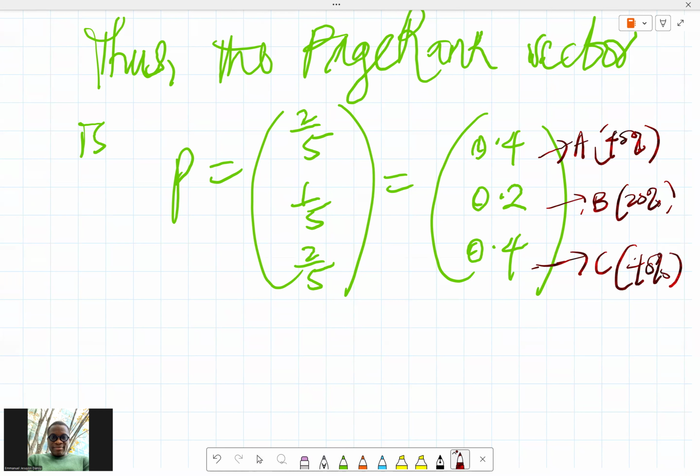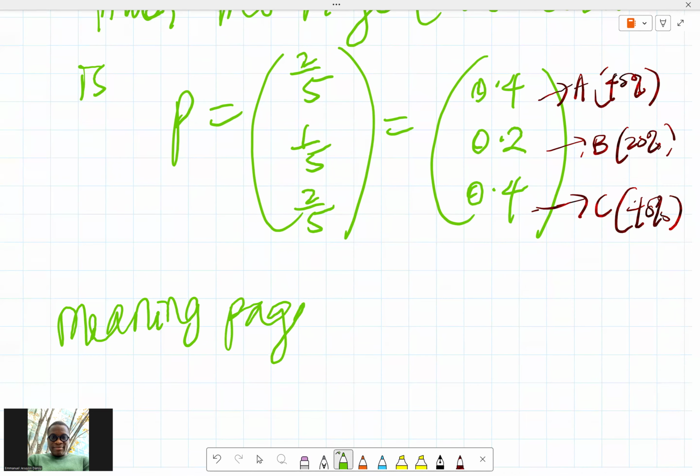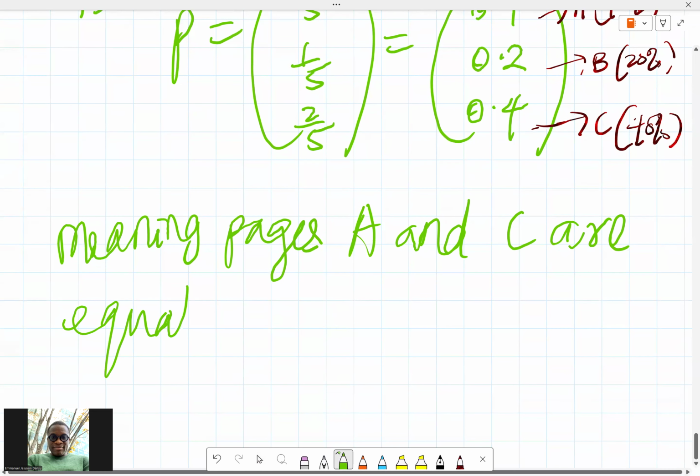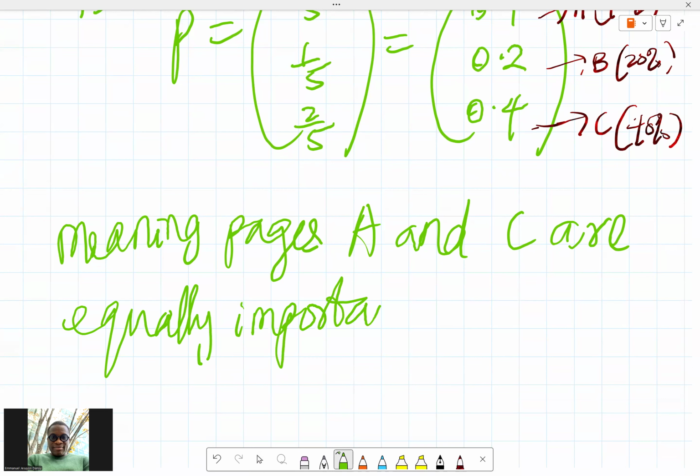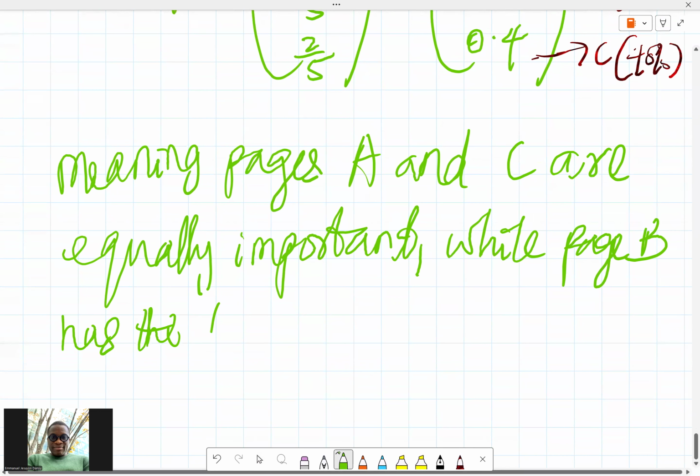So A and C have the same kind of importance. We can give the meaning to this. We have P to be that, meaning pages A and C are equally important, while page B has the lowest rank.